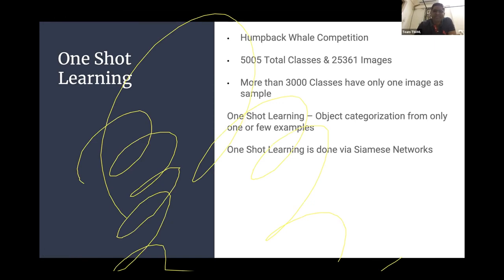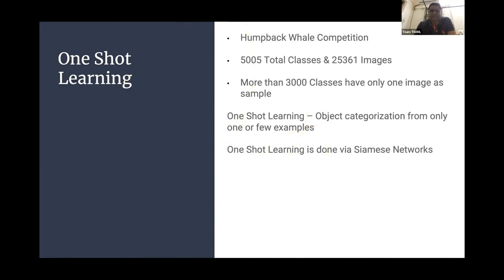Given that, we wanted to understand how you can do it better, and that is where we came up with the concept of one-shot learning. So what is one-shot learning? One-shot learning is a method of categorizing objects that you see in images from very few examples, basically one or very few examples. That fits the bill for this particular data set, because about 3,000 odd classes have only one image. I also understood that one-shot learning is done via something called Siamese networks. In this session today, I do not intend to go into the code. I wanted to give a very high-level overview of what a Siamese network is all about.